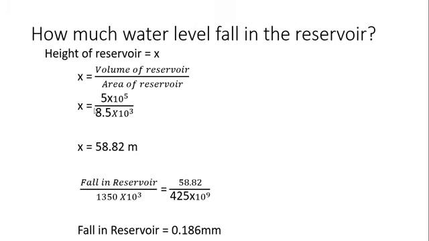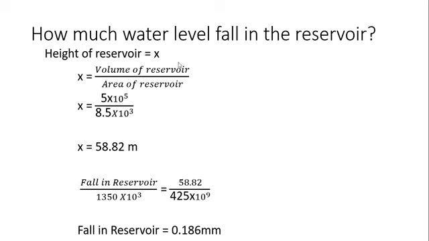The third thing is: how much does the water level fall in the reservoir? Okay, now here I used a trick. You will let me know in the comment section whether it is true or not. Height of reservoir is equal to x. I supposed the height of the reservoir is equal to x, an arbitrary value. X is equal to what?